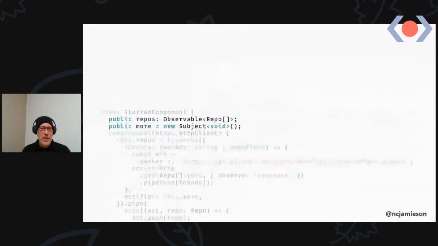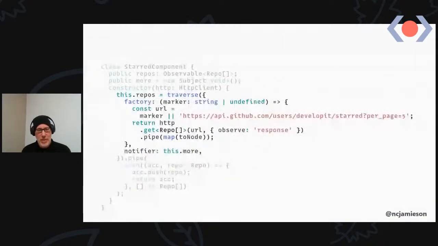So up the top, we've got our observable of repos. We have a subject for our button. And then we have a traverse call. So the Traverse API is an observable. It's assigned to the repos, and it takes a factory. That factory is going to work with the GitHub API to retrieve each page. So essentially, it's going to visit each node in the graph, where the nodes in this particular API are the groups of repos, the pages of repos.